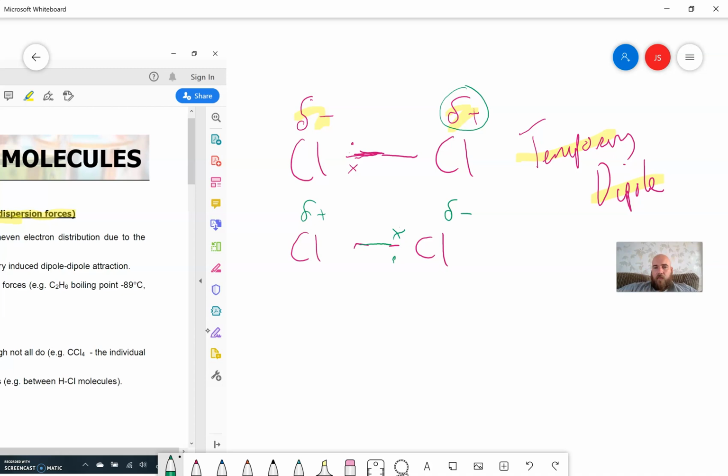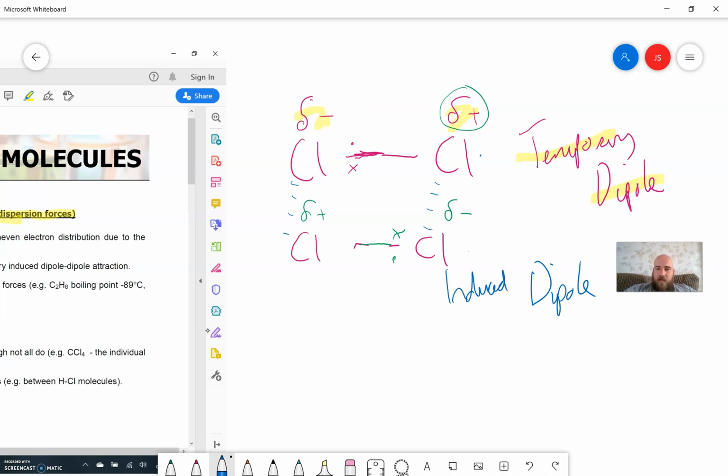All right, and then what we've actually got here is positives lined up with negatives and negatives lined up with positives. So we've got this sort of interaction there and there. So it's an electrostatic attraction, really, between a partial positive chlorine atom there and a partial negative chlorine atom there, and vice versa.